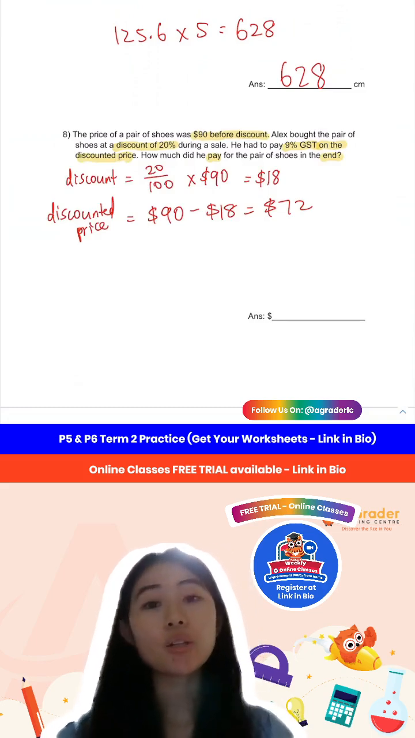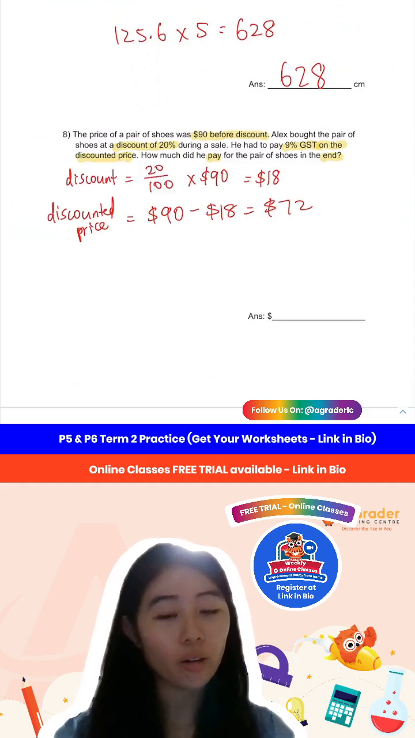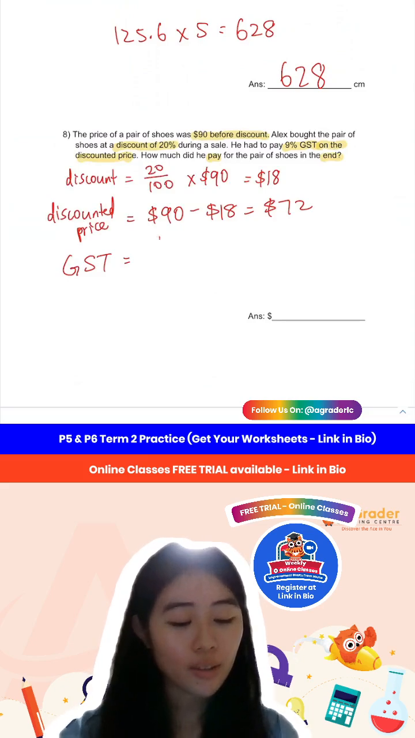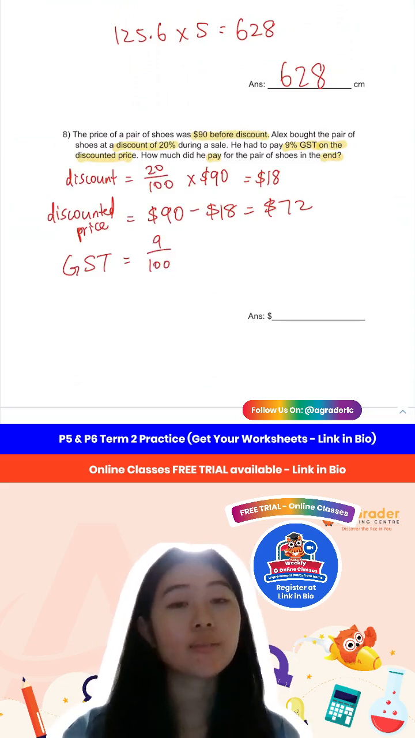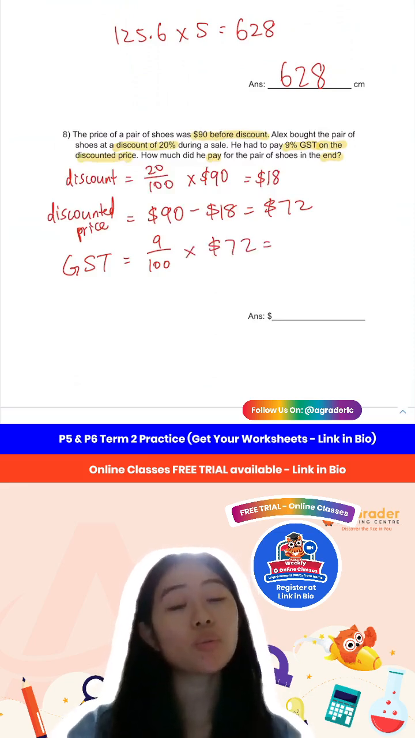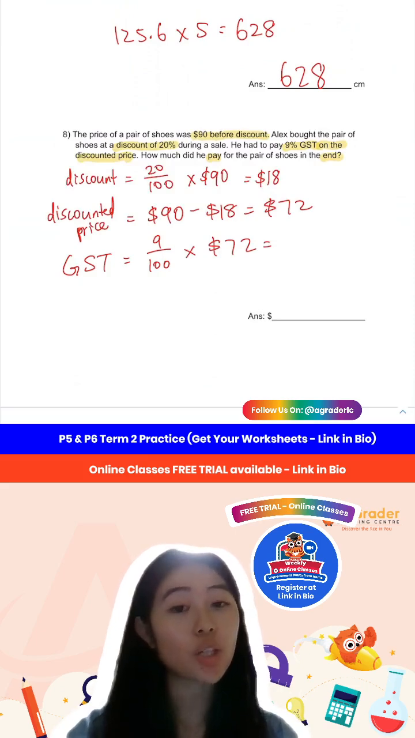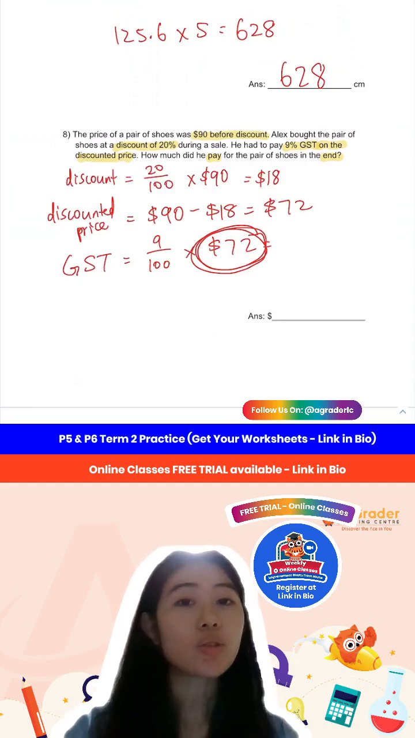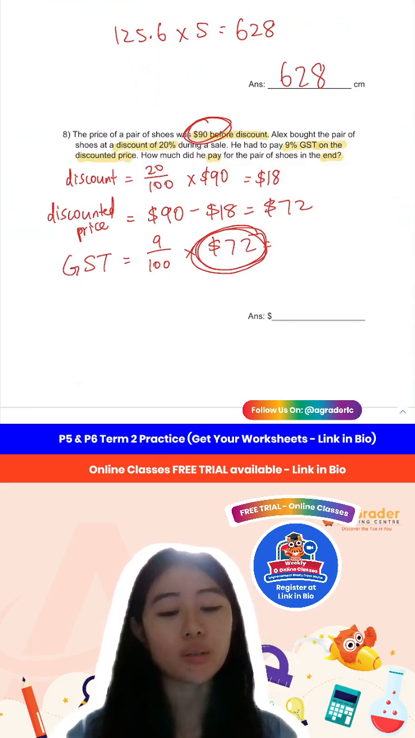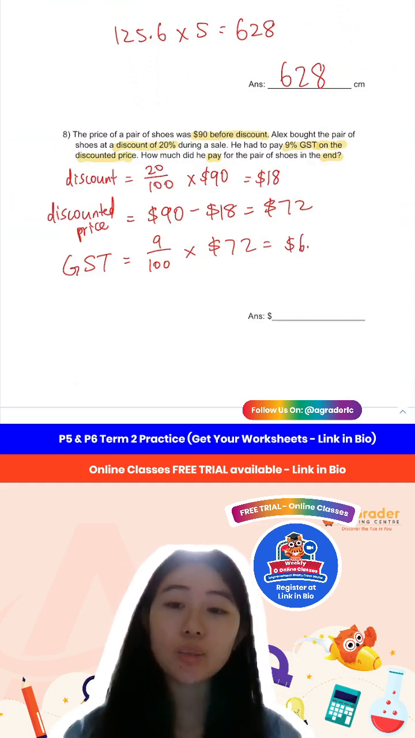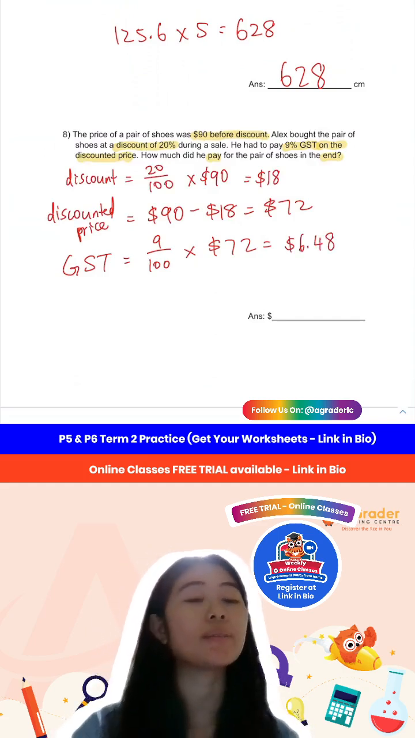So next, because he needs to pay GST, right? Like all of us needs to pay GST. So we're gonna calculate the GST. There will be 9%, and then you times the $72. So when you calculate the GST, make sure that you are using the discounted price. Okay, so make sure you are not using $90. $90 is the original price. So once you calculate this, you will get 6.48. That is the GST.